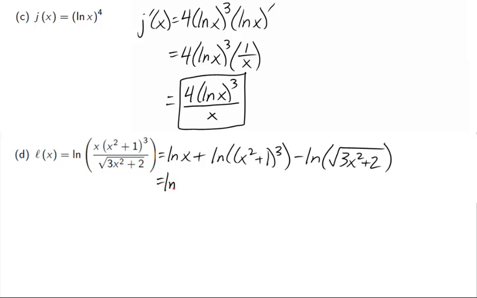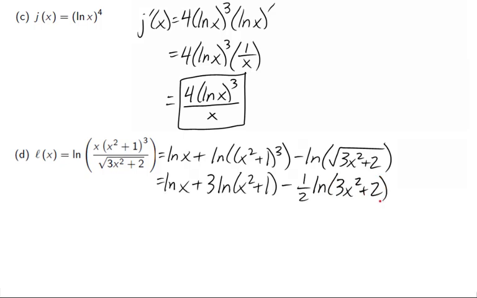Let's do one more step to clean this up by bringing the powers in front. So I get 3 natural log of x squared plus 1. And just like what we did in the previous example, we've got a 1/2 natural log of 3x squared plus 2. Now we can take the derivative. L prime of x equals the derivative of natural log of x, which is 1 over x. The derivative of 3 natural log of x squared plus 1 is going to have a 3 in front. Then by the chain rule, natural log of u becomes 1 over u times the derivative of the inside.